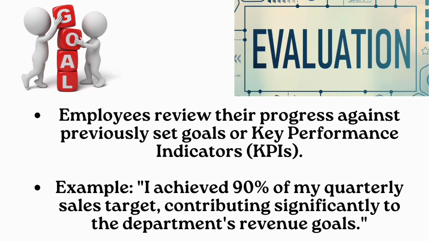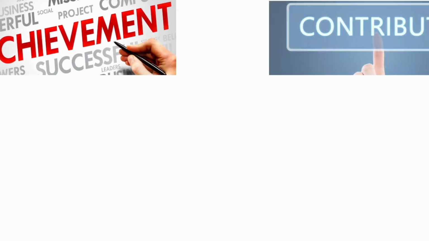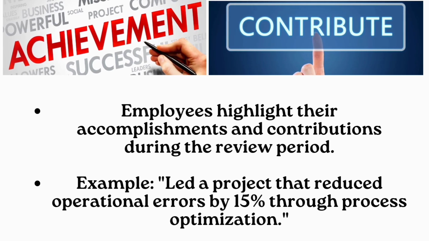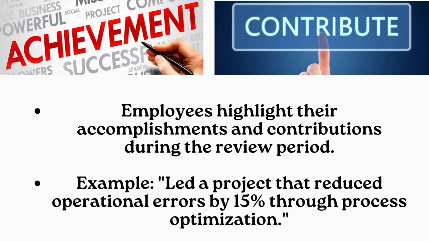I achieved 90% of my quarterly sales target, contributing significantly to the department's revenue goals. Next is achievements and contributions. Again, employees highlight their accomplishments and contributions during the review period. Example: led a project that reduced operational errors by 15% through process optimization. Obviously, the employee will highlight accomplishments because they know they have to self assess, self analyze, and put down this achievement. These figures can't be fake because you have to prove it in numbers or percentages. What is the number, what is the percentage?